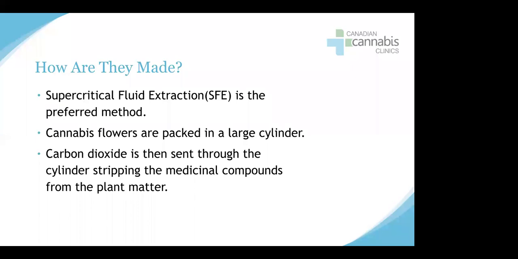Here, cannabis flower is packed into a large cylinder. Then carbon dioxide is blasted through that cylinder at extreme temperature and pressure to literally strip the constituent parts of the plant matrix. And because this process uses carbon dioxide and no organic solvents are used, Barb, the result is a highly refined and purified cannabis extract, perfect for making cannabis medicine.